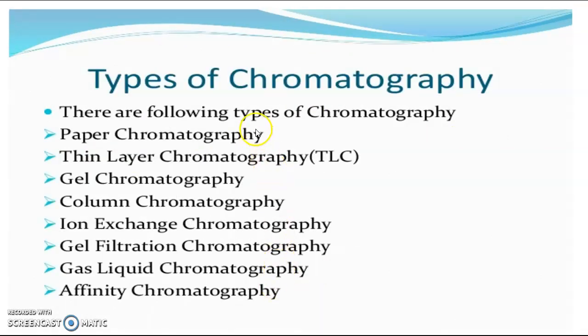Next we will move to the types of chromatography. Here we have the following types of chromatography. First one, paper chromatography. Here we are considering a filter paper or a chromatographic paper. On that we are plotting a spot of mixture and we dip the chromatographic plate into the solvent. Next, TLC or thin layer chromatography.